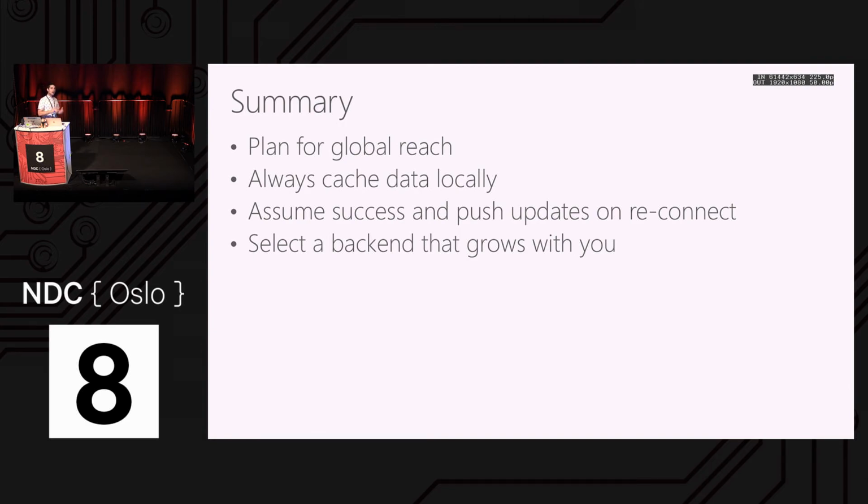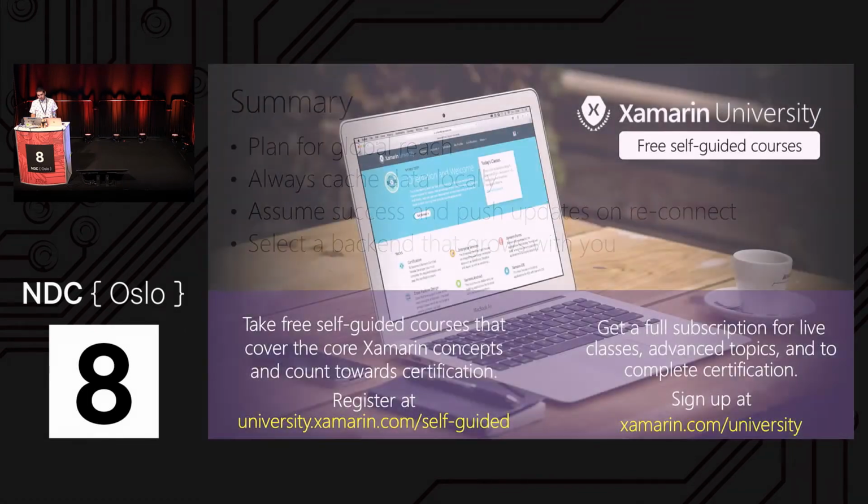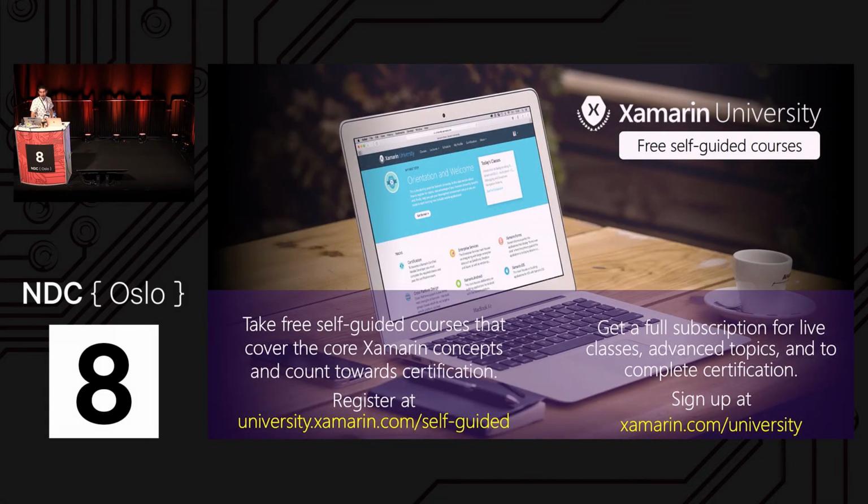I like to say plan for global reach. I know that sometimes you're stuck on your database that's sitting under some developer's desk, but try to plan to migrate that code somewhere so you can easily deploy automatically. Cache locally first, like I did, even if you're integrating into a third-party API, and always just push data and assume success, really.